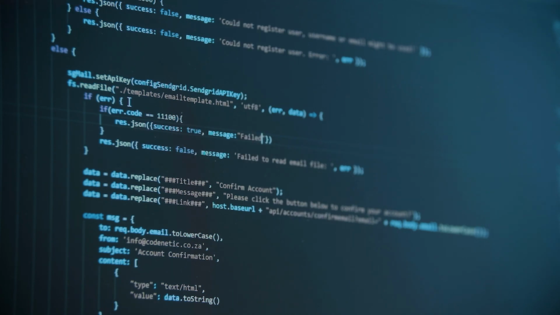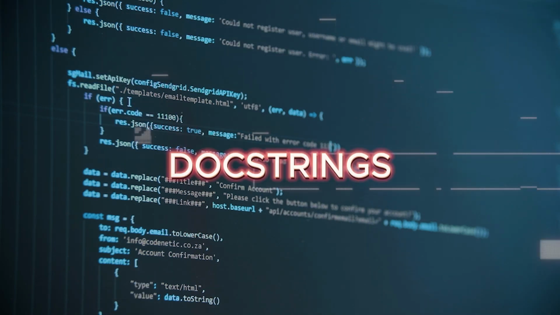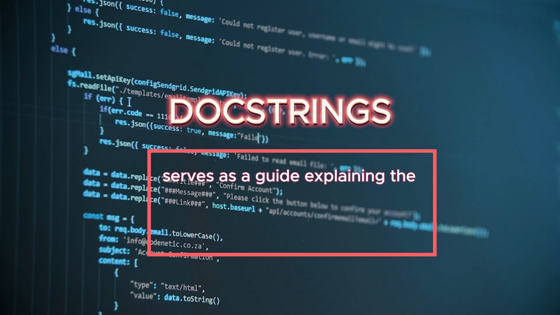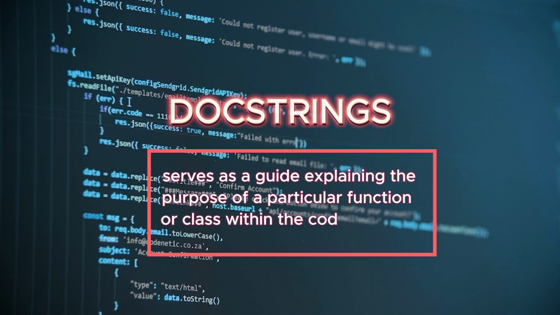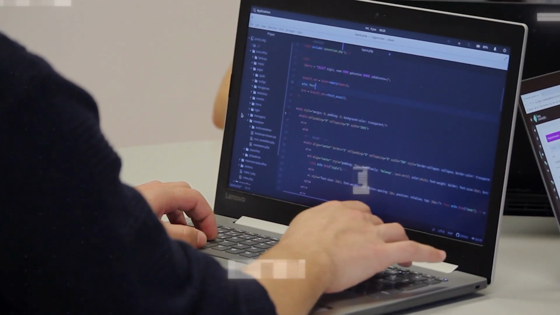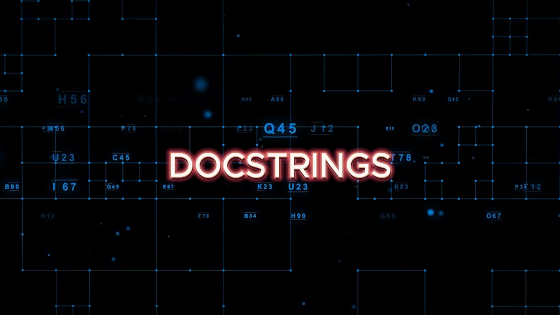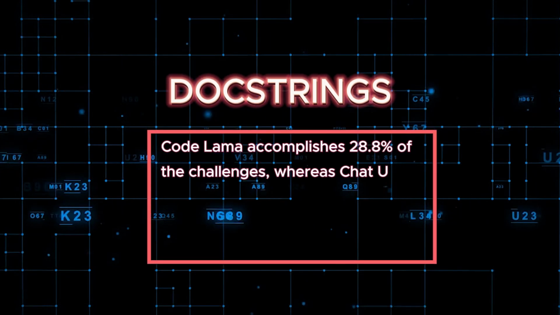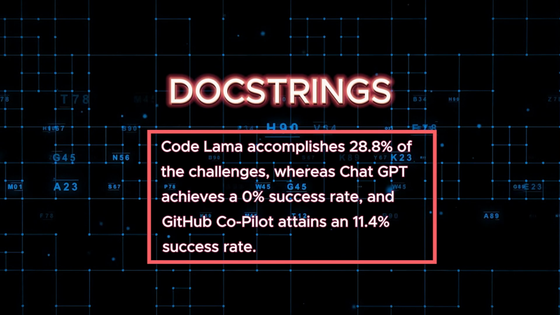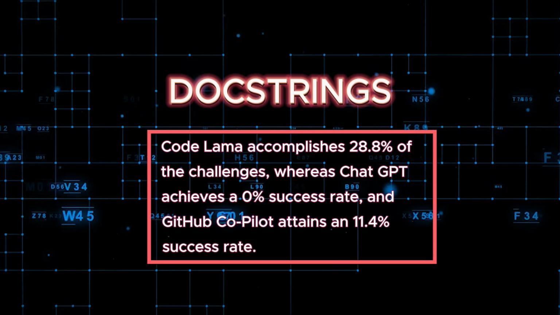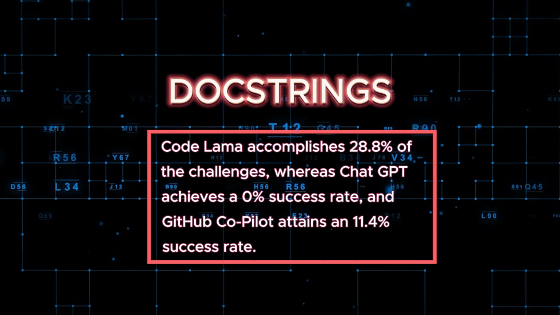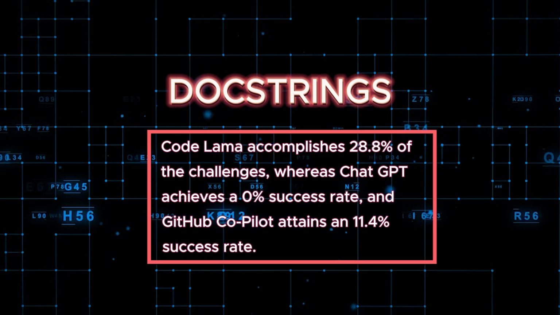A significant assessment is HumanEval, an evaluation introduced by OpenAI to gauge a program's capability to generate code based on provided textual descriptions known as docstrings. A docstring serves as a guide explaining the purpose of a particular function or class within the code. The task entails producing code that precisely aligns with the given description. In the HumanEval assessment, Code Llama accomplishes 28.8% of the challenges, whereas ChatGPT achieves a 0% success rate, and GitHub Copilot attains an 11.4% success rate.